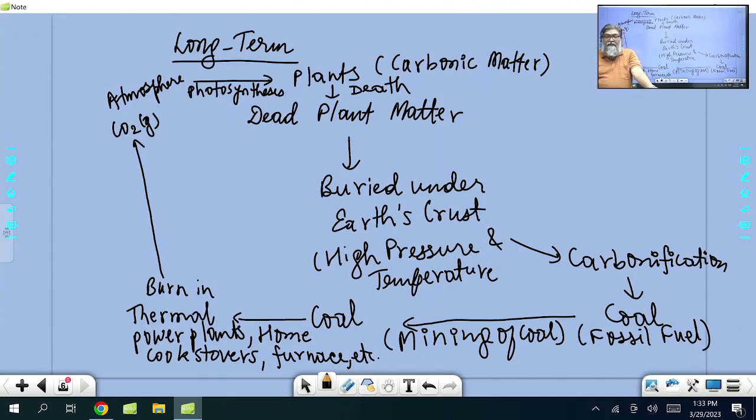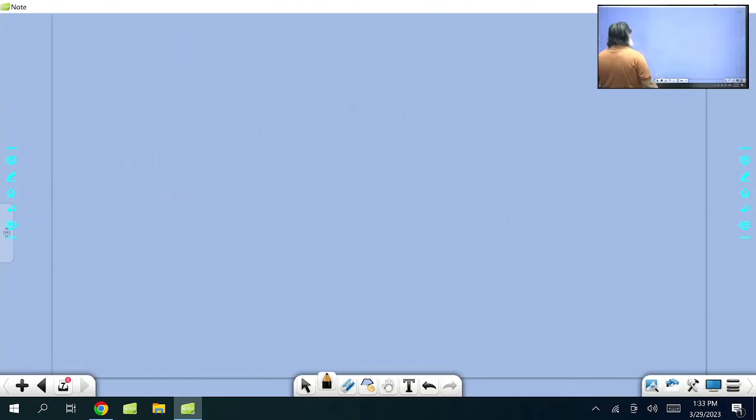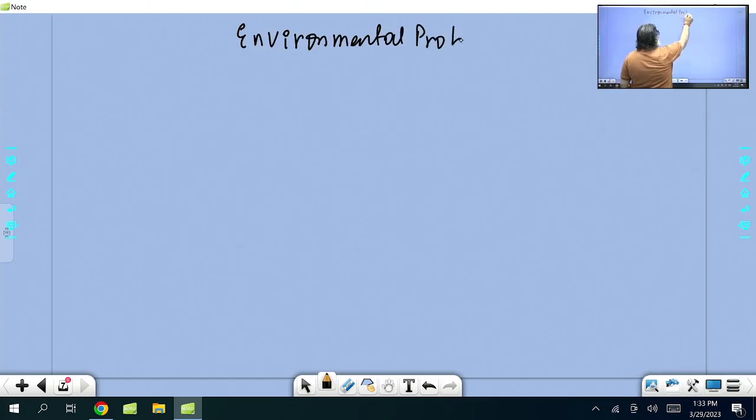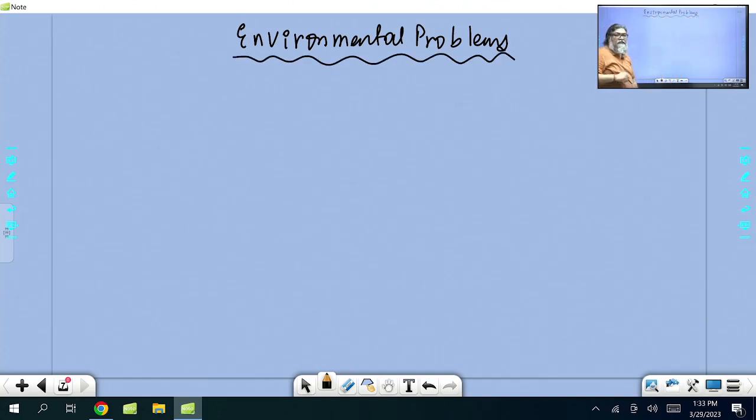Is it clear, everyone? This one? Yes, sir. Shall I go to the next one? Have you all copied it? Okay. If you have copied it, I will now go to this. Now let's understand here. Now this is important for the exam. Environmental problems that are connected with the carbon cycle.